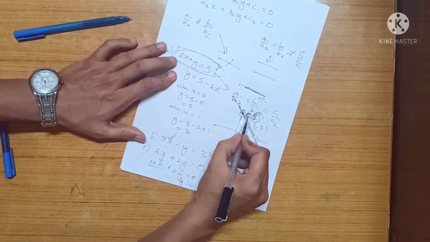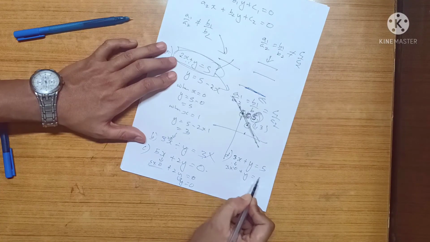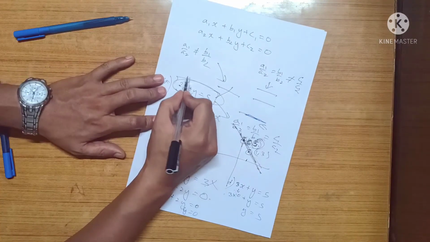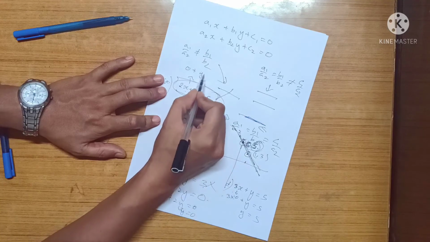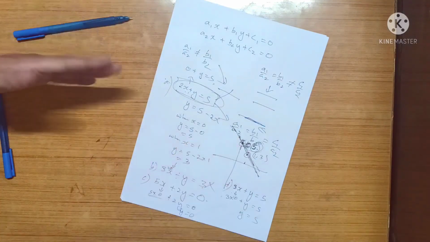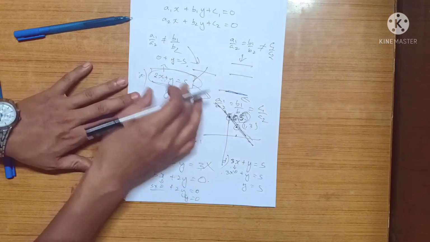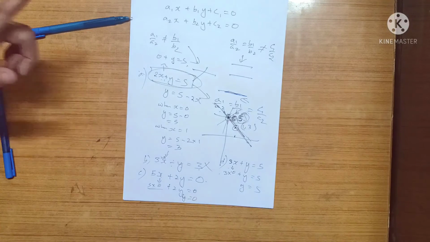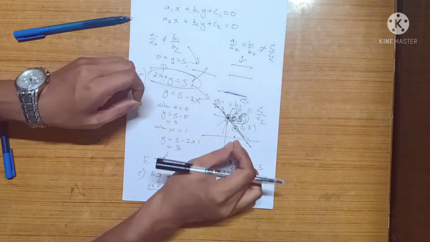But in these two, it will satisfy the equation. Why? Because if I put 0 instead of x, 3 into 0 plus y equal to 5, so y equal to 5. In this equation also, 2 into 0 is 0 plus y equal to 5, and we get y equal to 5. So it's not like only one equation will satisfy a point, because we can literally draw infinite lines through a point. But the equation should satisfy both the points.